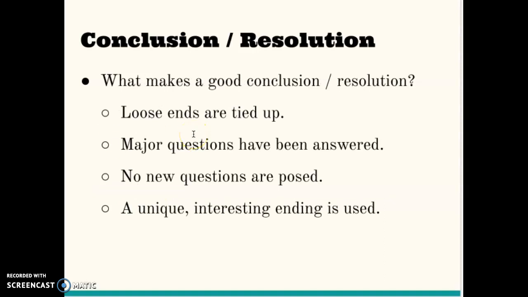Now that you have had time to write your answers down, remember loose ends have to be tied up. Major questions have to be answered. No new questions are posed unless it's prompting you for a sequel. And it's unique and the ending is interesting. And it makes sense. So even if it's not happy, it makes sense.